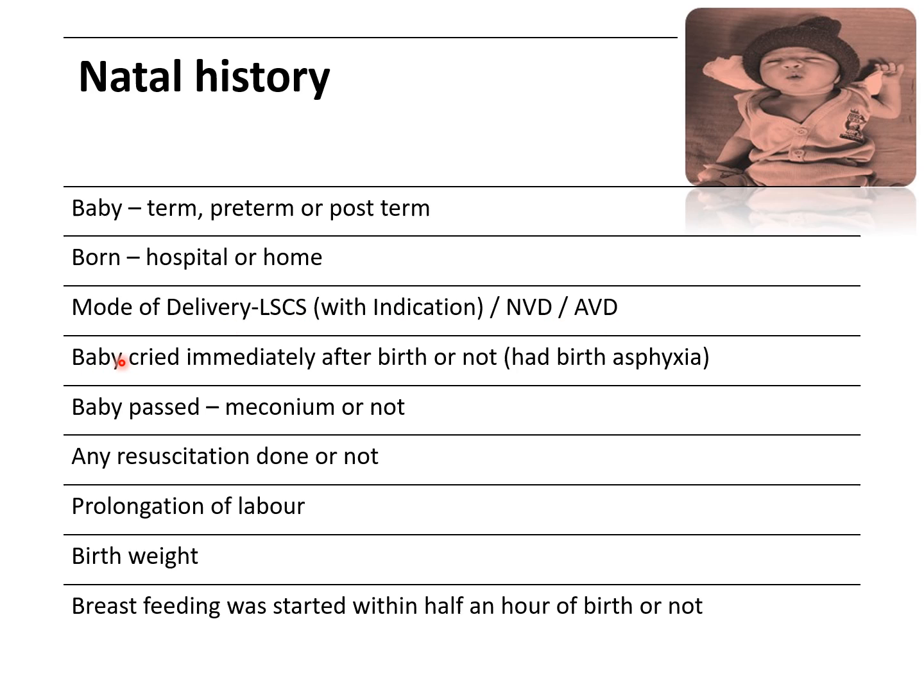Then we have to ask baby cried immediately after birth or not. If not cried, then we have to label birth asphyxia. Baby passed meconium or not, we have to ask any resuscitation was done at the time of birth, any history of prolongation of labor, also mention the birth weight, and also we have to mention breastfeeding was started immediately within half hour of birth, or if not, then at what time of life, how many hours after birth breastfeeding was given to the baby.